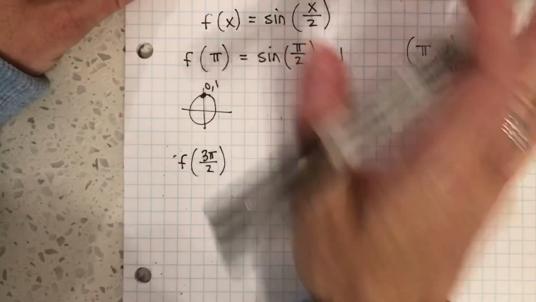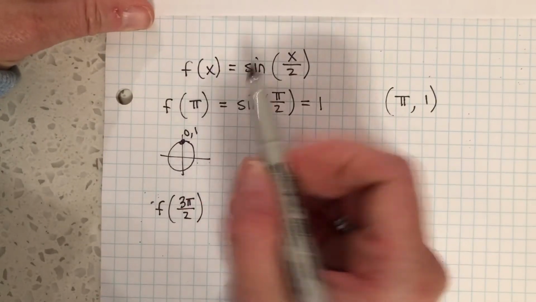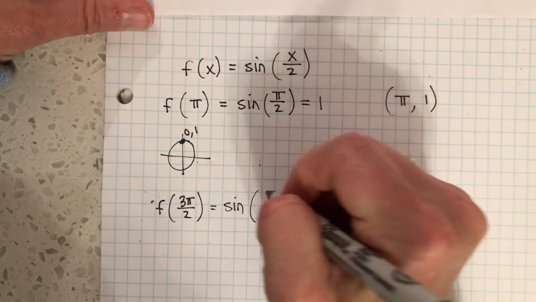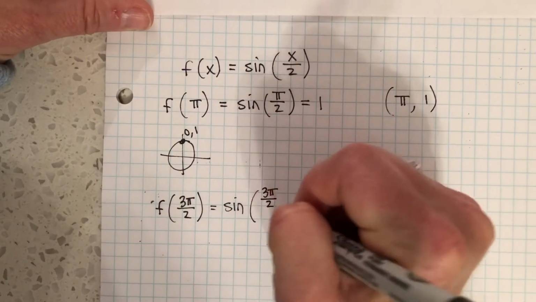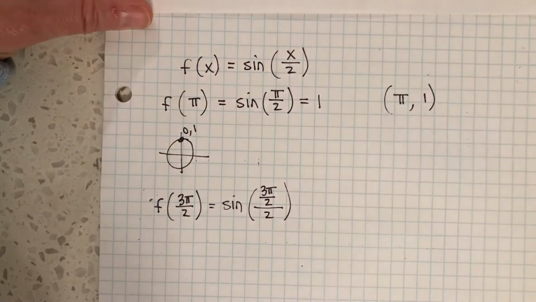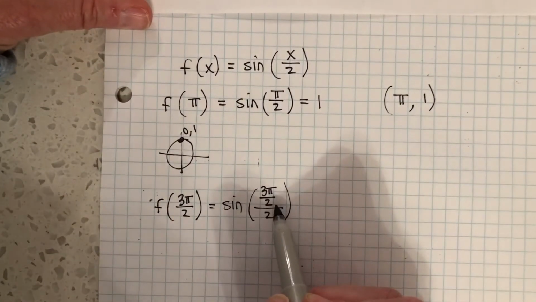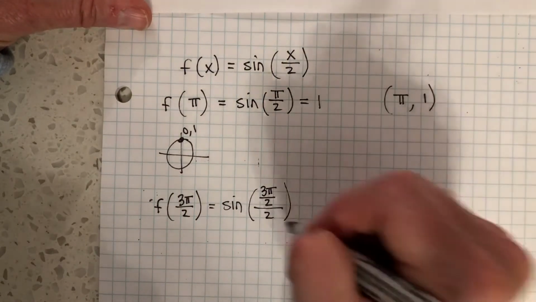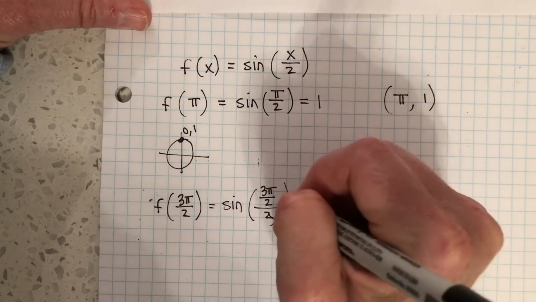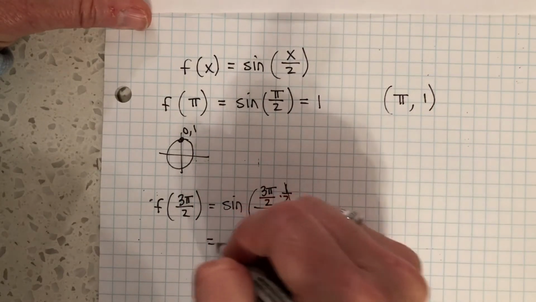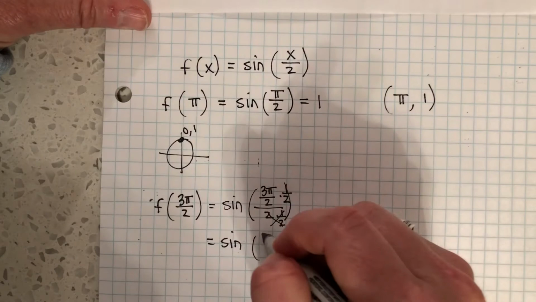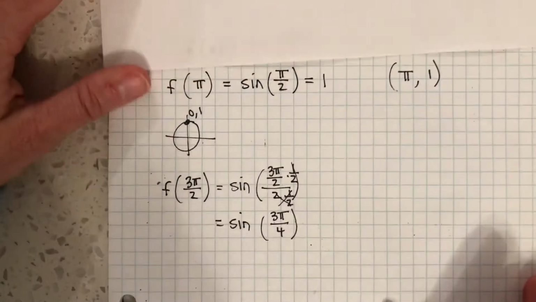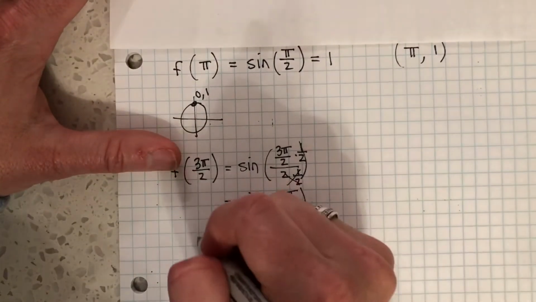Well, when you plug 3 pi over 2 in, it's going to be the sine of 3 pi over 2 goes in for x, and then it's technically divided by 2 according to how this function works. So we've got to clean this up. Who's really our input when you plug in 3 pi over 2? If I multiply this by a half, you actually are taking the sine of 3 pi over 4. Okay? Well, where does 3 pi over 4 land? The sine of 3 pi over 4?